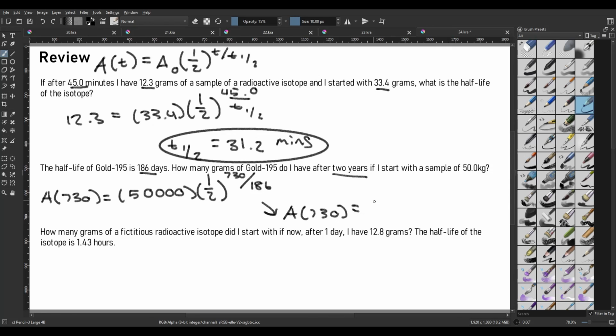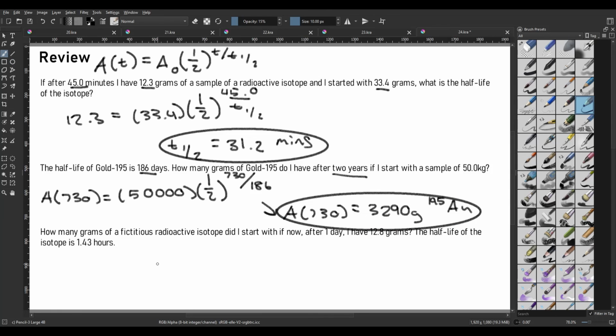If I do this, we have 3 sig figs, okay, so 3,290 grams of gold-195. We could turn this into kilograms if we want, but for SI unit sake, we're going to keep that in grams. That is how we'd solve this one.